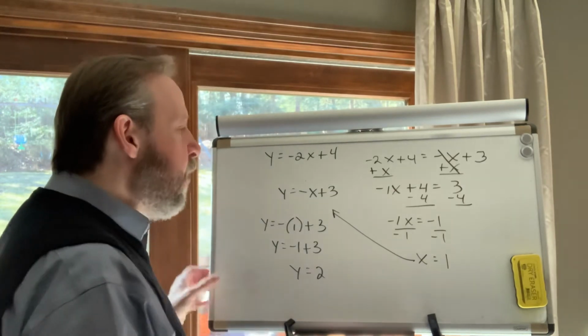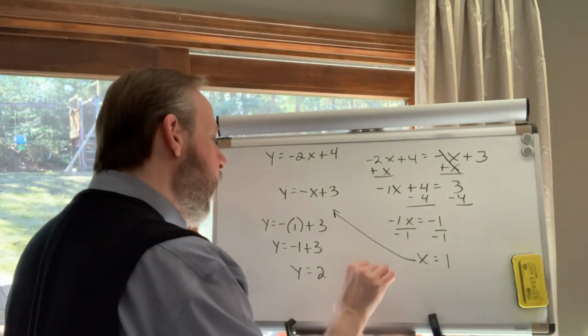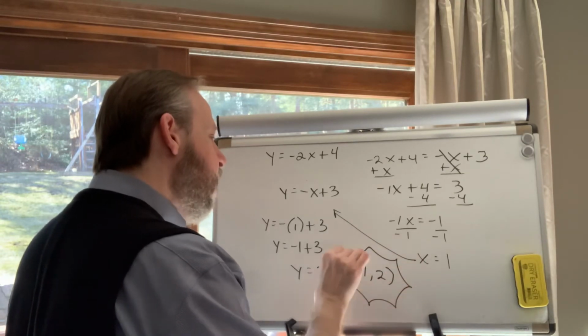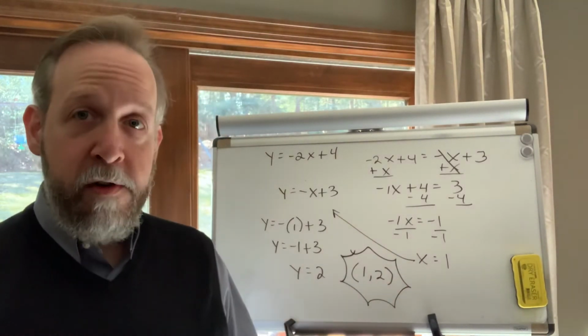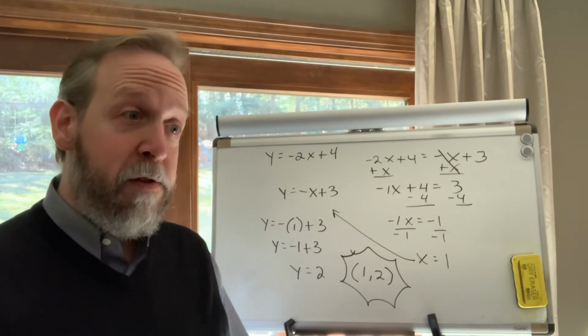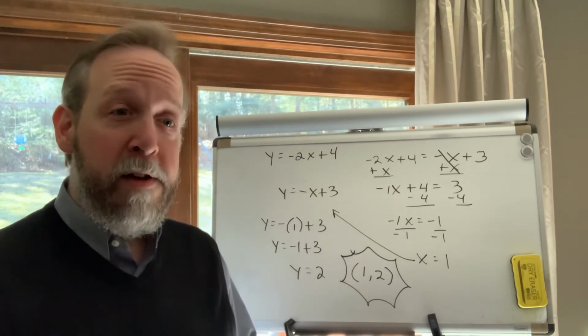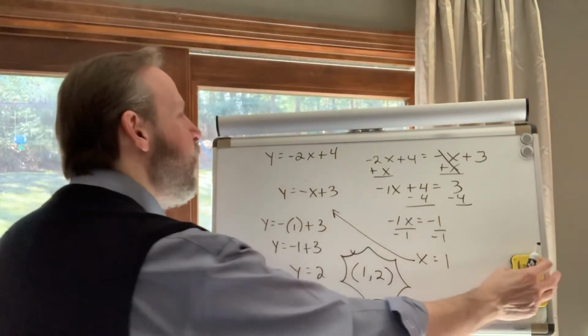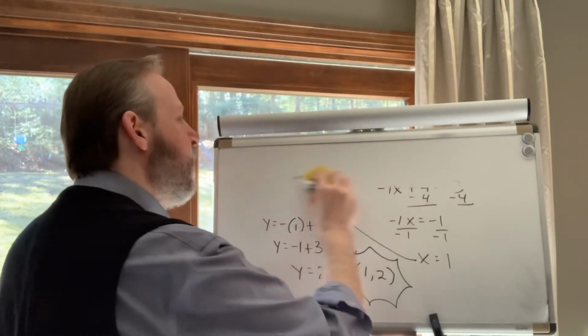So what's my answer? The coordinate 1, 2. That's my answer. That's where the two lines are going to cross. It agrees with the graphical solution, which we already found. We're good to go. There are also special systems, which we've talked about several times now.